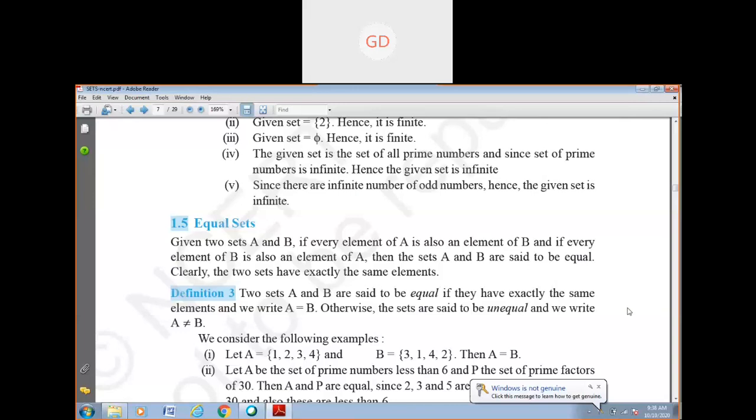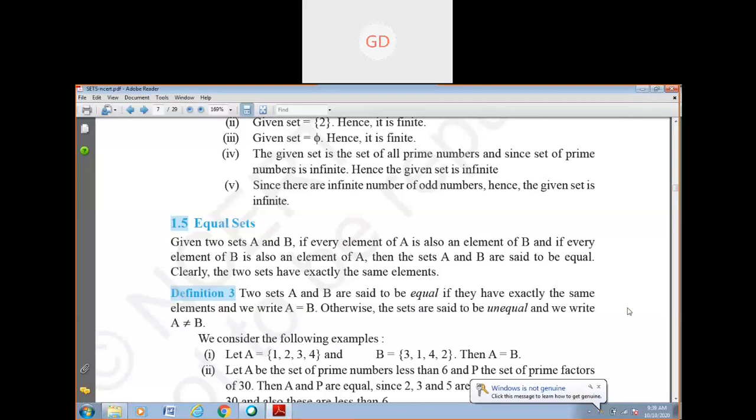It is very simple. Definitely, observation must be on the elements. If there are two sets and both the sets comprise the same elements, and there is no restriction on the number of elements. It is just mentioned as same elements.